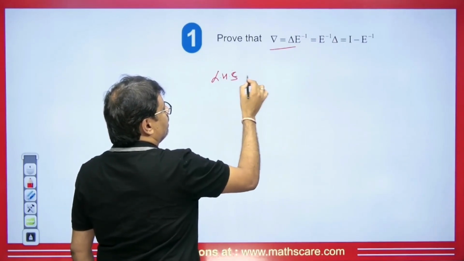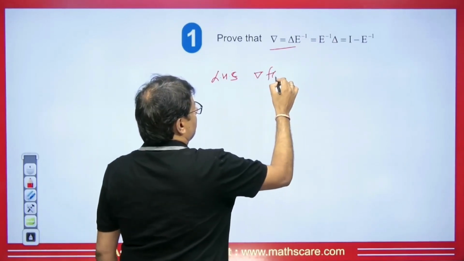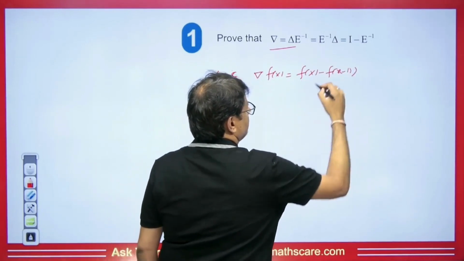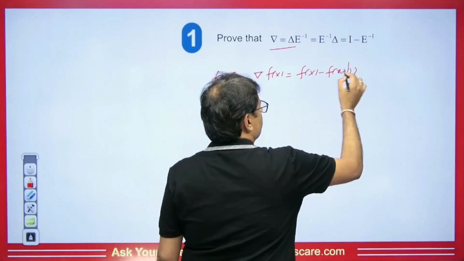I will take the LHS here. If we apply nabla to any function, what do we have here? It is f(x) minus f(x − h). Clear? You need to understand this, right?